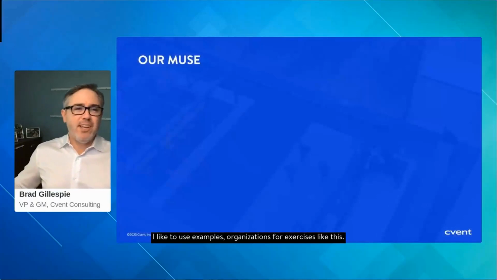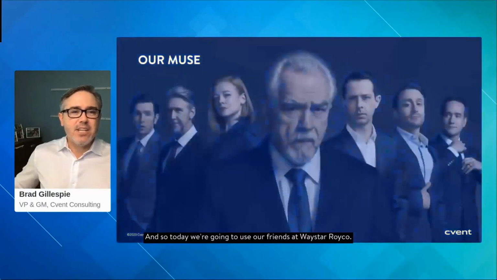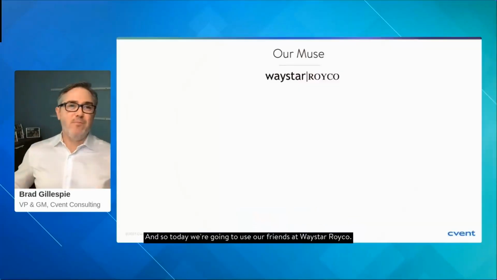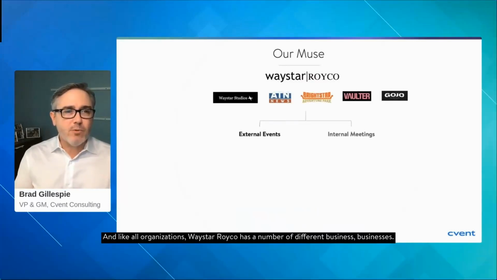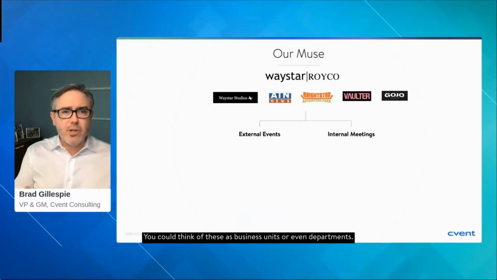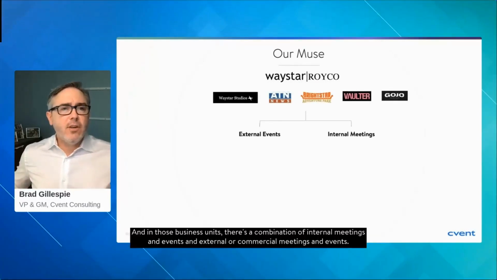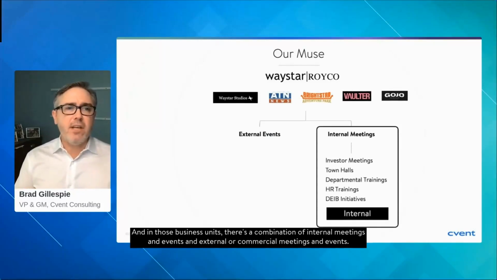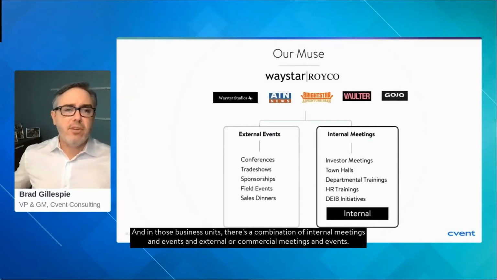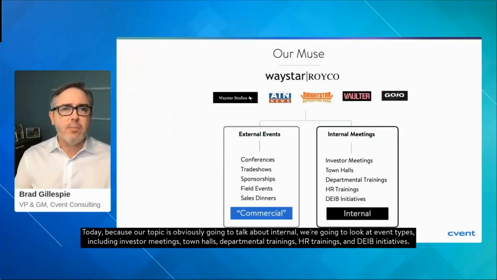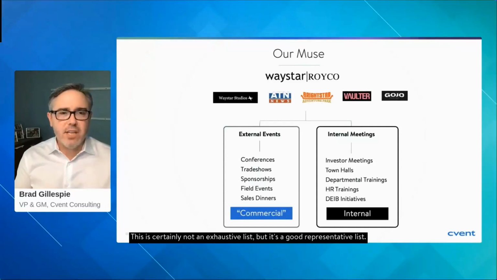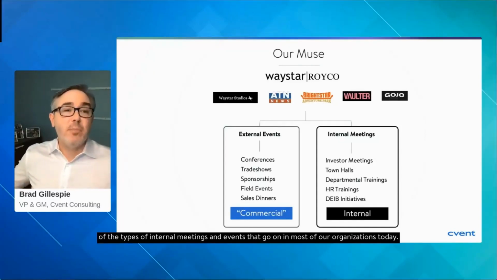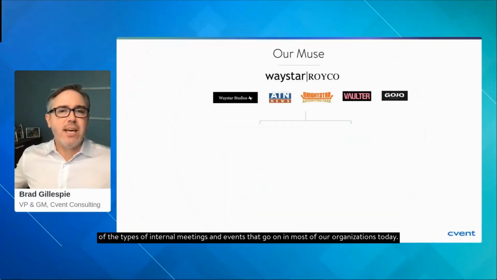I like to use example organizations for exercises like this. And so today we're going to use our friends at Waystar Royco. And like all organizations, Waystar Royco has a number of different businesses. You could think of these as business units or even departments. And in those business units, there's a combination of internal meetings and events and external or commercial meetings and events. Today, because our topic is obviously going to talk about internal, we're going to look at event types, including investor meetings, town halls, departmental trainings, HR trainings, and DEIB initiatives. This is certainly not an exhaustive list, but is a good representative list of the types of internal meetings and events that go on in most of our organizations today.